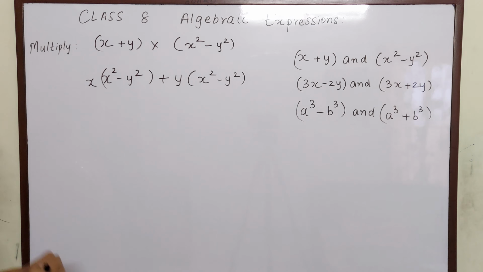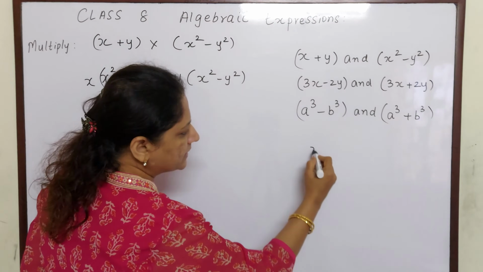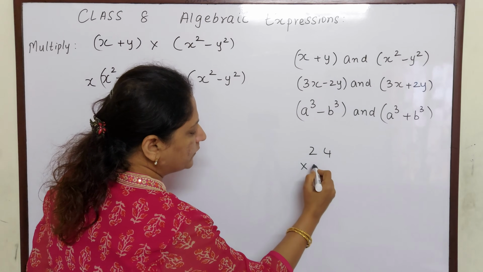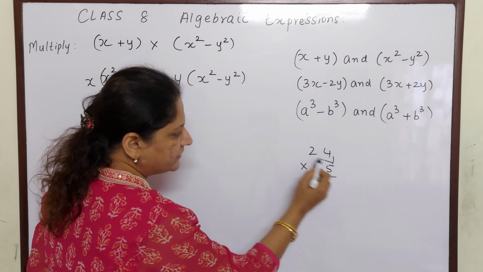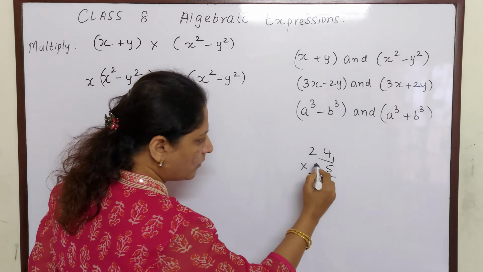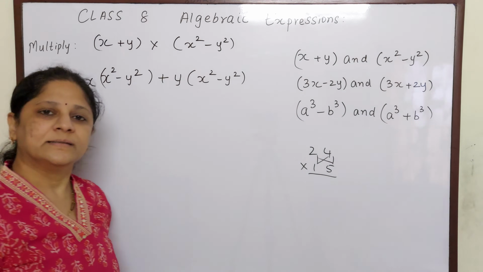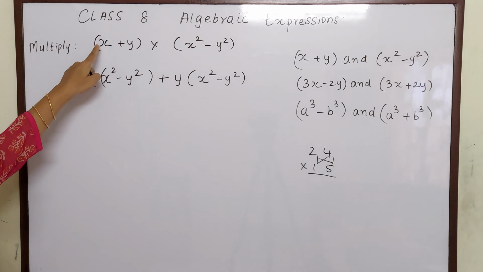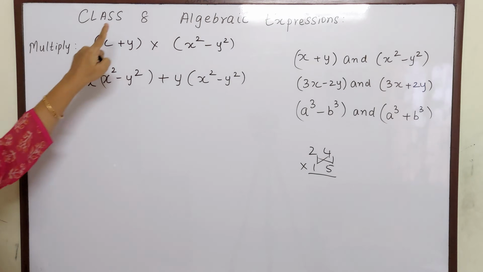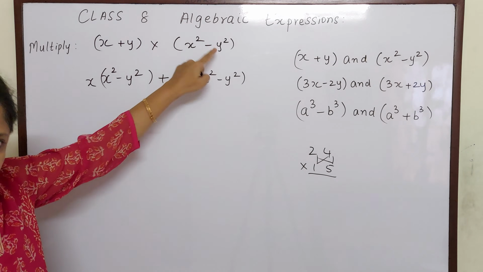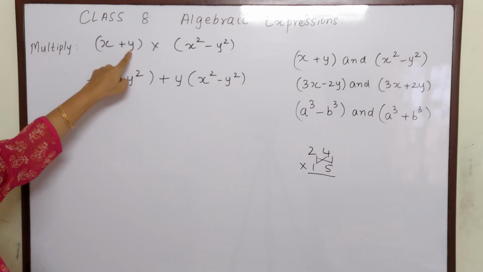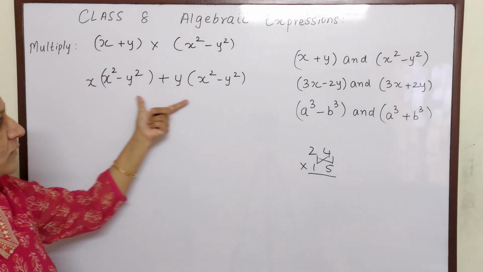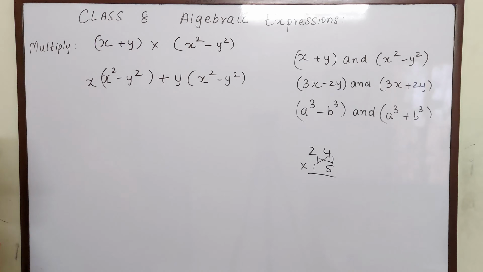And why do I do this? You must have seen in your multiplication also, children. When you multiply 24 with 15, don't you multiply 5 with 4, then 5 with 2, then in the next step, 1 with 4, 1 with 2? In the same way, children, we have to multiply x with x square, x with y square, and in the next step, y with x square and y with y square. That is why we have included this step. Now let us go straight to multiplication.